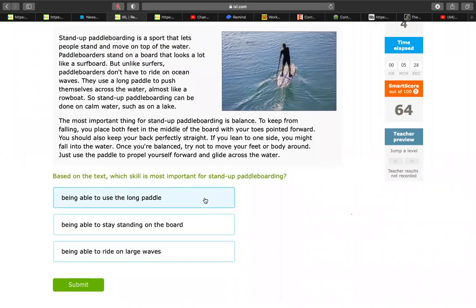All right, same text, same information. Based on the text, which skill is most important for stand-up paddleboarding? Being able to use the long paddle, being able to stay standing on the board, or being able to ride on large waves? What is the most important thing? Being able to stay standing. Yes, so the most important thing to stand up at is balance, to keep from falling, which would be standing.